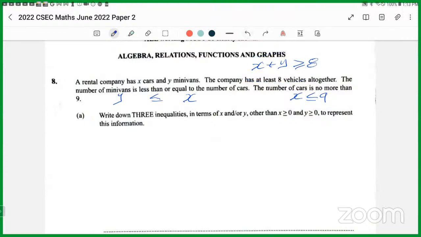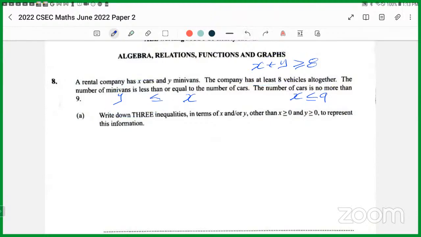Then it says the number of minivans, Y, must be less than or equal to the number of cars. X is the number of cars. Then it says the number of cars, which is X, must be no more than 9. Can't pass 9. It can be 9 or less. So these are your 3 inequalities.